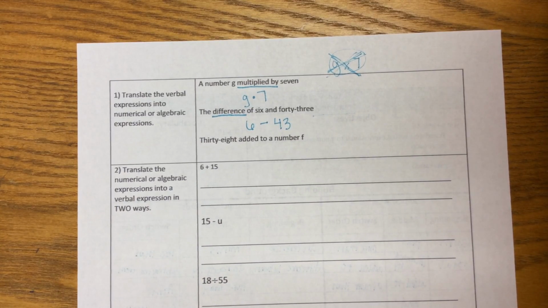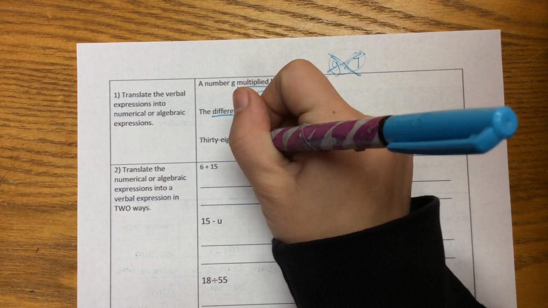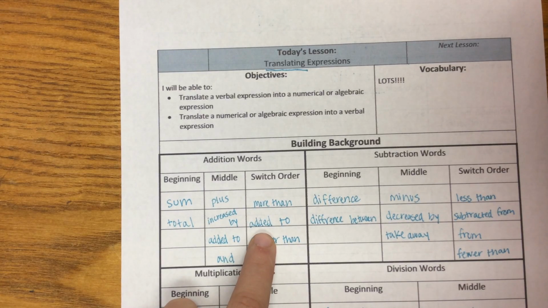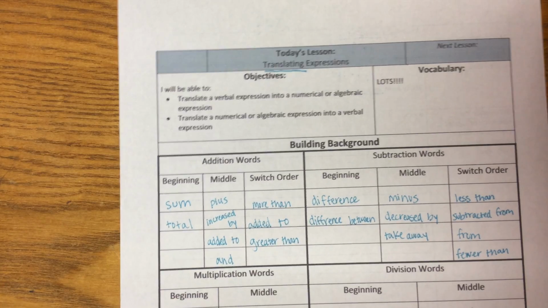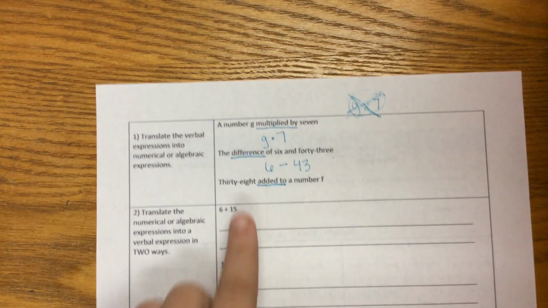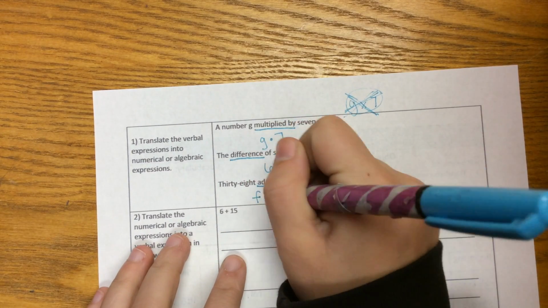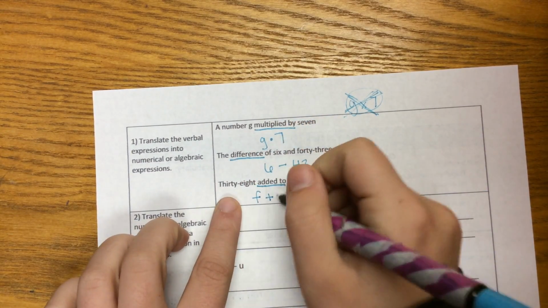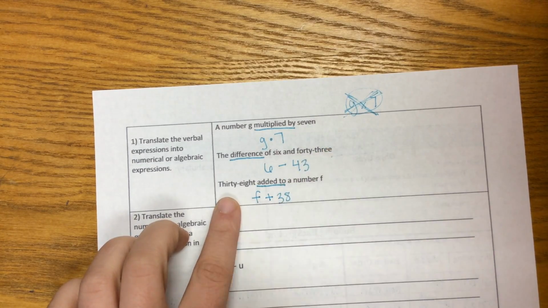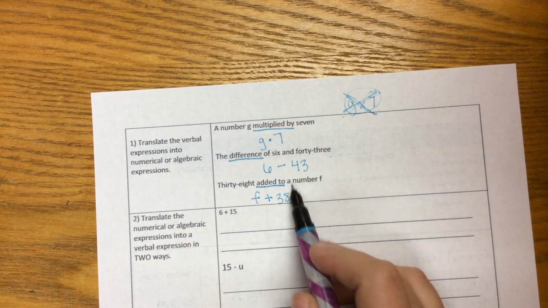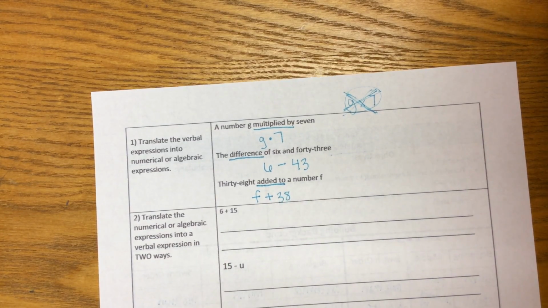Okay, last one, 38 added to a number f. Now added to is really tricky because instantly our brains are like, oh, it's adding. But added to is one of our switch order, meaning we have to take those two numbers and switch the order they come in. So instead of putting 38 first, we're going to start with the number f. So we're going to say f, and then added to, and then 38. Because we're saying 38 is added to number f. What that means is I started with f, and then I'm going to add 38 on.